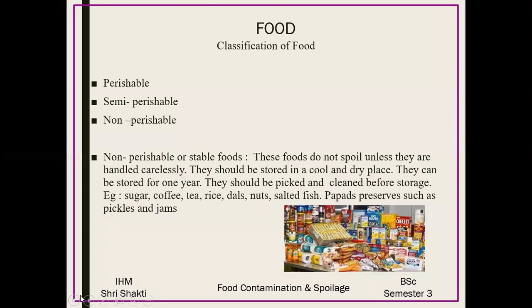Talking about the food, food is classified into three: perishable, semi-perishable, and non-perishable. Let's start with non-perishable or stable food. These foods do not spoil at room temperature for about 6 months to 1 year if stored properly. Examples are tea, coffee, cereal, pulses, rice, pickles, jam, jellies, where you are adding preservatives, natural preservatives as well as artificial preservatives. Natural preservatives like oil and salt, whereas artificial preservatives are where you are adding citric acid or different kinds of artificial preservatives to preserve the food for about 6 months to 1 year. So this is said to be a non-perishable food.